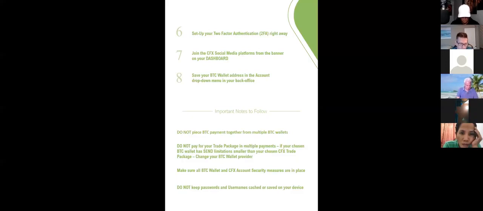We just finished stating that. Make sure that all wallet and security measures are in place. And then also don't keep passwords, usernames cached or saved on devices. Every single time I log in, when I'm screen sharing, sometimes you guys will see me log in. I'm always entering my password. I'm always entering my username myself. It's not cached to my computer, just in case I accidentally let someone into my computer. They don't automatically have access to everything else. So some basic common sense things, but if you're not that familiar with computers, then maybe you've never been advised some of those things before.